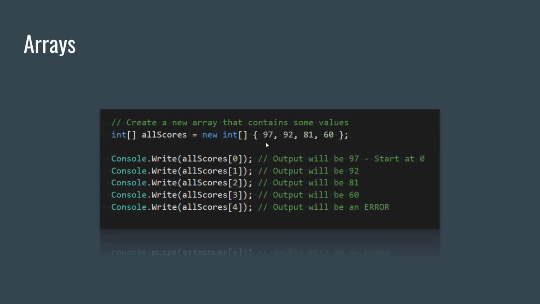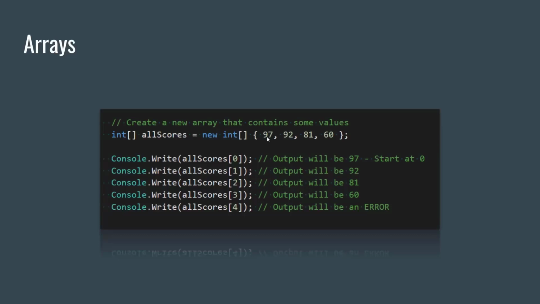And that's generally how programming languages count. They start counting at 0. They don't start counting at 1 like us humans. They start at 0, then comes 1, 2, 3, and so forth. So the first entry within our array is 97, which means index 0 is 97.